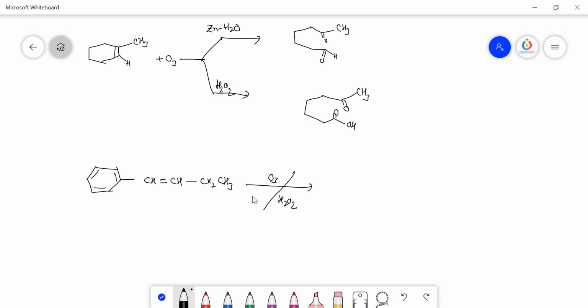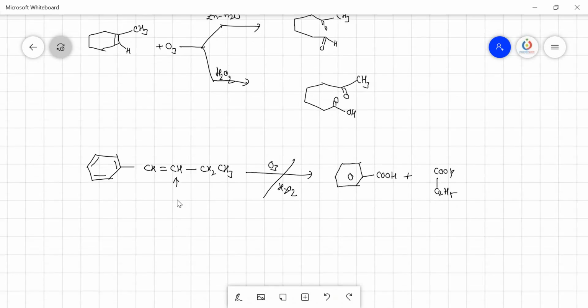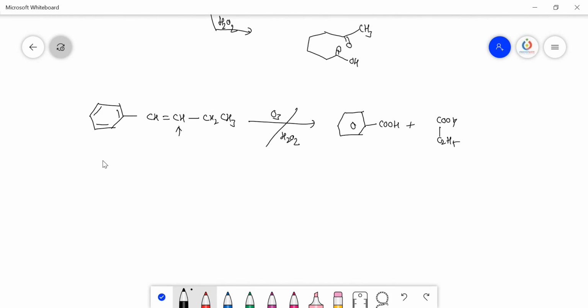Ozone and H2O2. Generally, when H2O2 is used, we expect that these molecules will get disconnected, but benzene needs prolonged oxidation. So benzene will be oxidized only under prolonged oxidation, otherwise it will not get oxidized. Anyhow, let us see the normal products here. Benzene, COOH, plus this also becomes COOH. Later C2H5 is there. This is the one chance. The other one is if the same compound is subjected to prolonged oxidation, then break all these bonds.